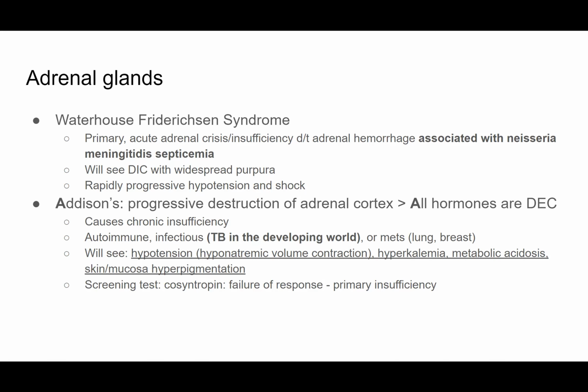But how are we going to recognize the patient? You're going to see DIC with widespread purpura. The patient comes in, and you have rapidly progressive hypertension, shock there. But the Neisseria meningitidis is the big thing there.